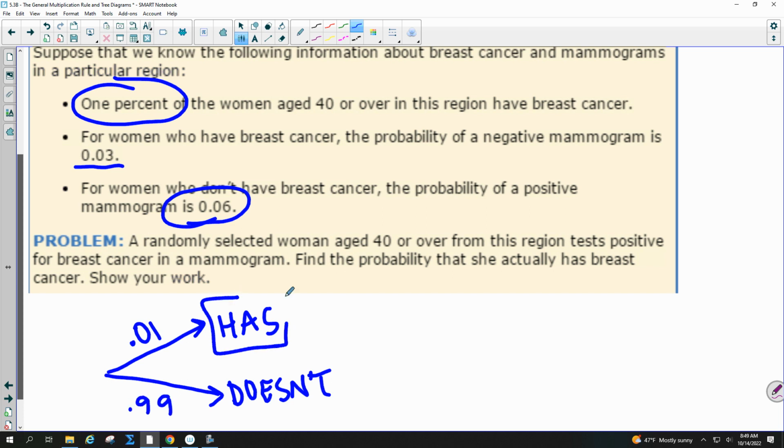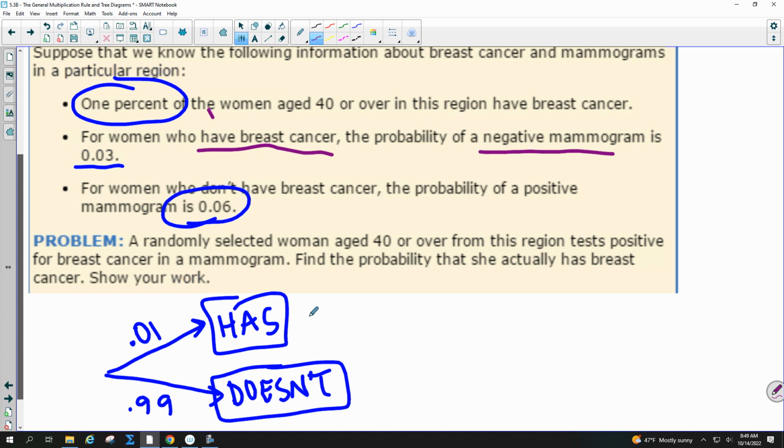Now, for my next one, it says, for the women who have breast cancer, the probability of a negative mammogram, which is bad because these people have it, right, is 0.03. So I'll do negative and positive. All right, which is 97% get a positive, as they should, right? We would like to flag these people.